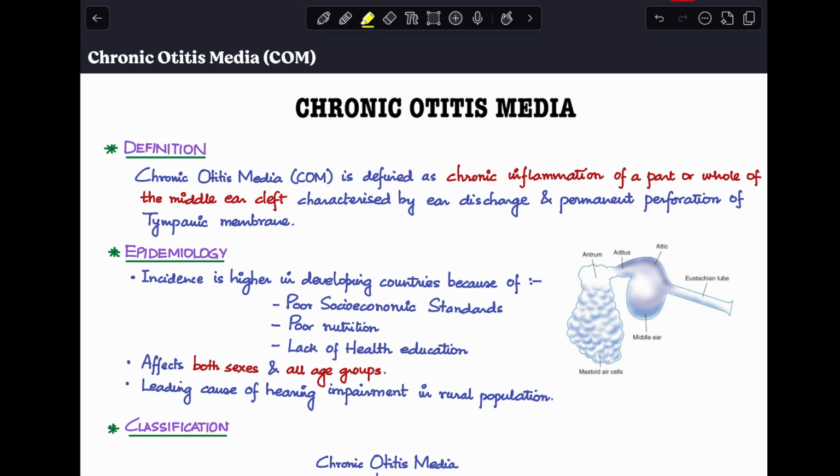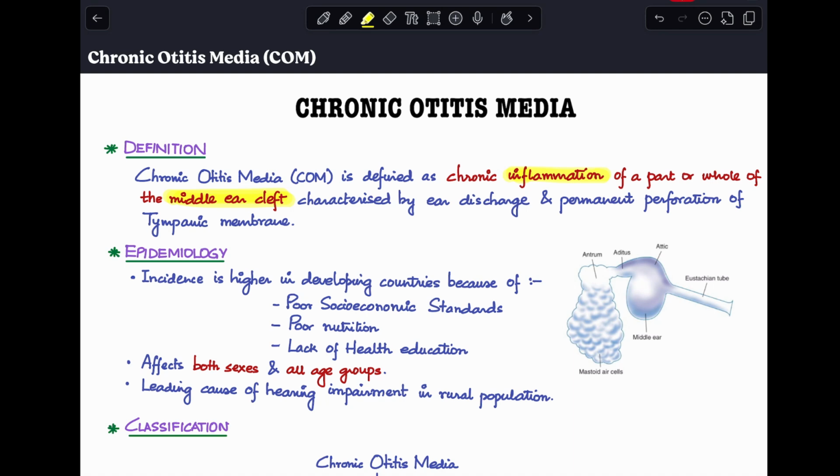So let's get started. Now, what is chronic otitis media? Chronic otitis media is basically chronic inflammation of a part or whole of the middle ear cleft, and it is characterized by ear discharge and permanent perforation of the tympanic membrane.